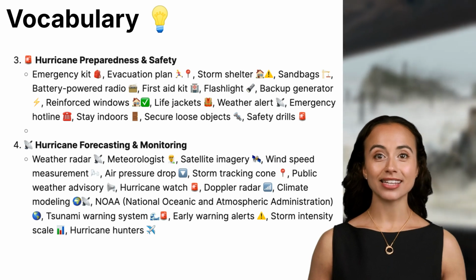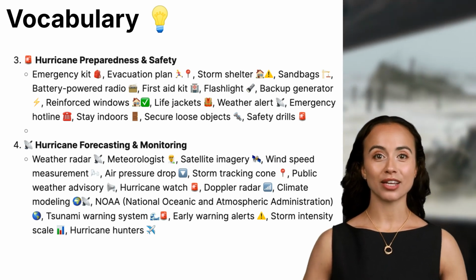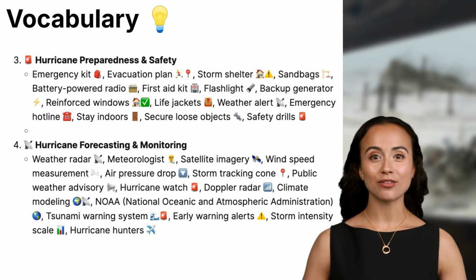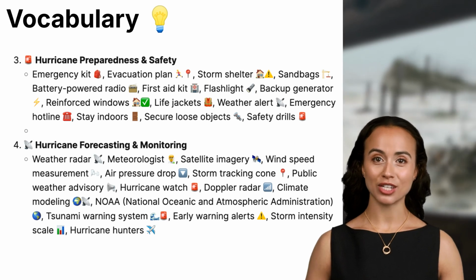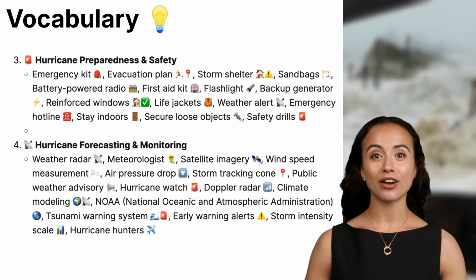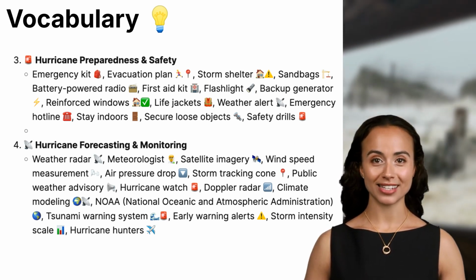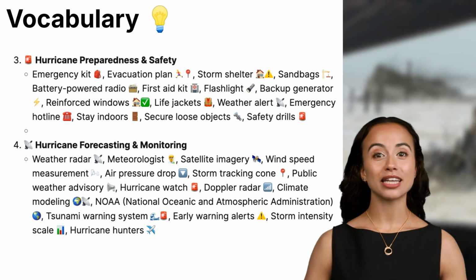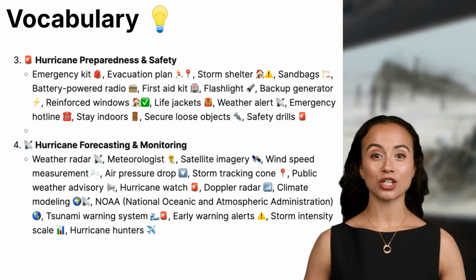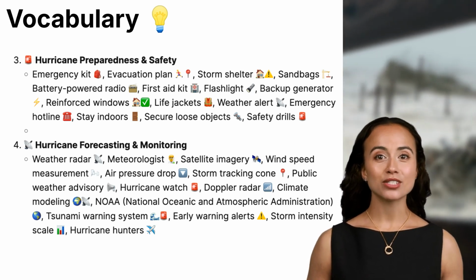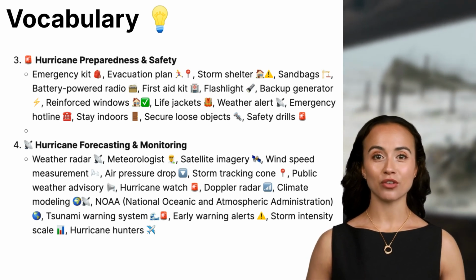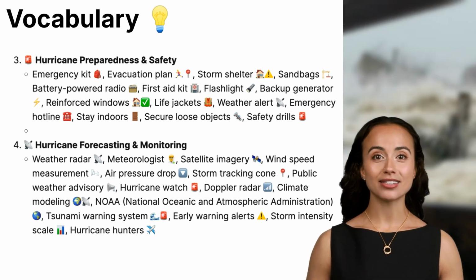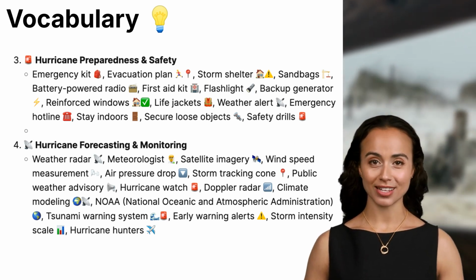Life jackets, safety vests worn in case of flooding or water rescues. Weather alert, a warning issued by meteorologists about dangerous weather conditions. Emergency hotline, a phone number to call for help during disasters. Stay indoors, a safety instruction telling people not to leave their homes during a hurricane. Secure loose objects, the process of removing or tying down outdoor furniture and objects that could be blown away. Safety drills, practice exercises to prepare for emergencies.